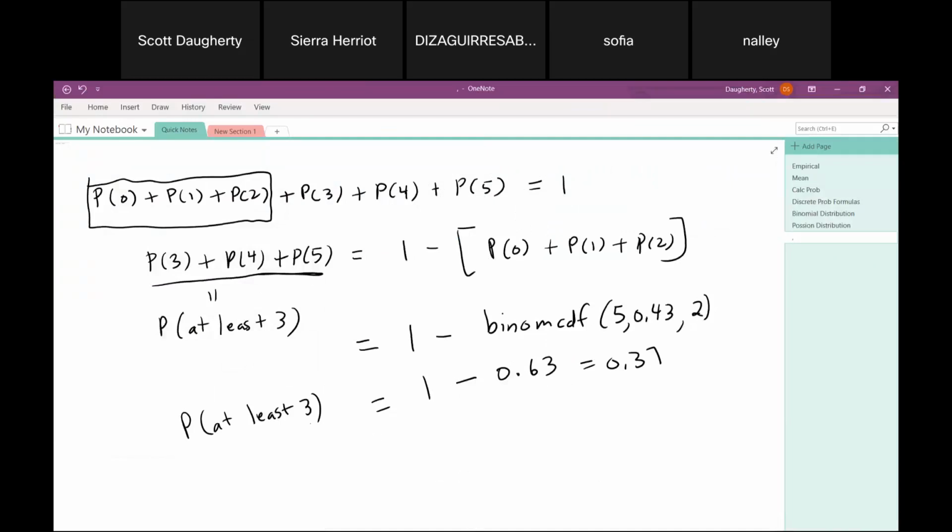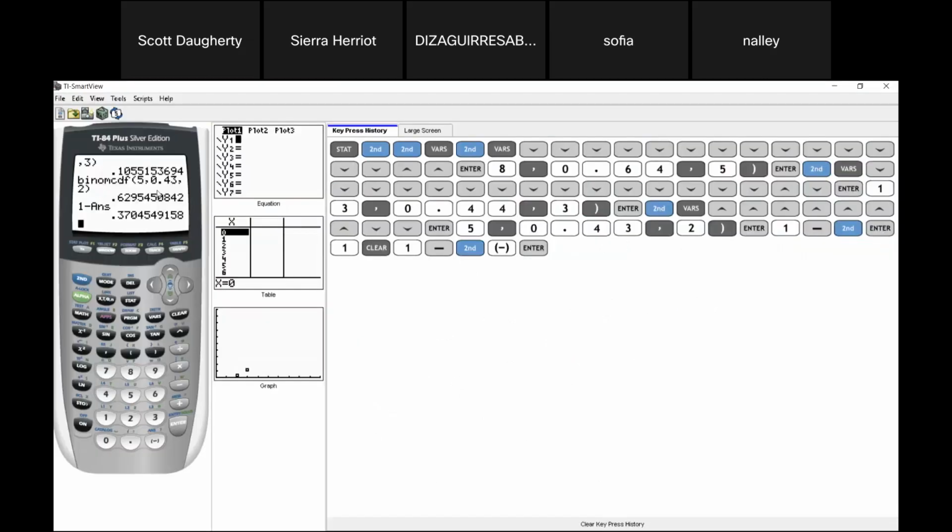So you have to be careful on the calculator when you do this. If you plug a 2 in, that's not going to give you the answer. It's going to give you the probability of 0 plus the probability of 1 plus the probability of 2. But if you take the complement of it, in other words, 1 minus it, then you'll get the probability that we're looking for here, which is at least 3 or more. Okay.